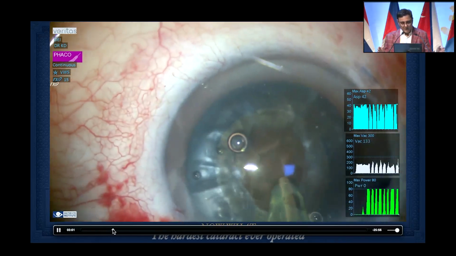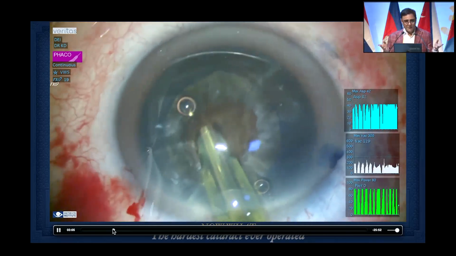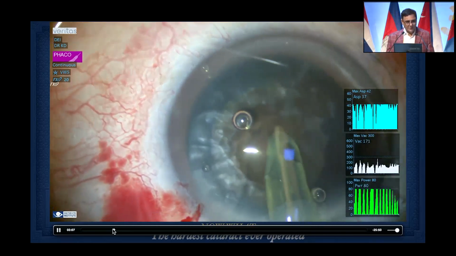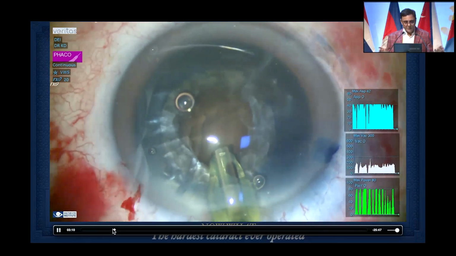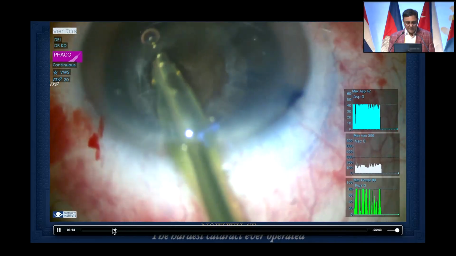So you can see, again, the tip here would be to use a new tip. Use a brand new tip. If you already know that this case is going to come tomorrow, make sure that a brand new tip is autoclaved. You can see the shine coming out of the tip. That will help your phacoemulsification much more.